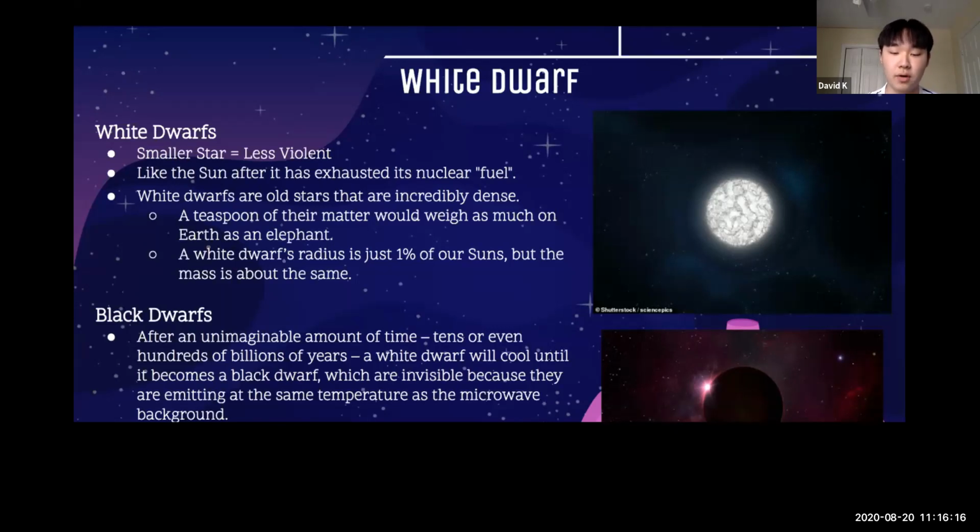From this point on, the white dwarf will then turn into a black dwarf, which is the end of this cycle of a star. This will take tens or even hundreds of billions of years, as the white dwarf will continue to cool, and they'll turn into a black dwarf, which is invisible because it is emitting at the same temperature as the microwave background of space, so we can't really detect it. Based on the age of our universe, there are no black dwarfs because it takes such an incredibly long time to happen, and our universe is just not that old yet.